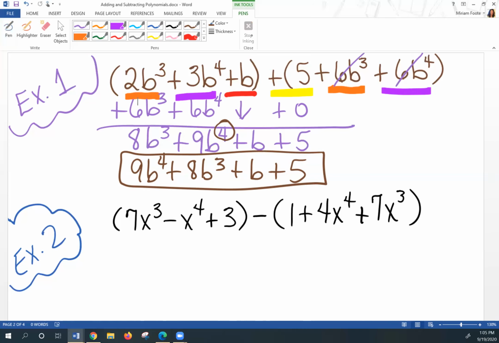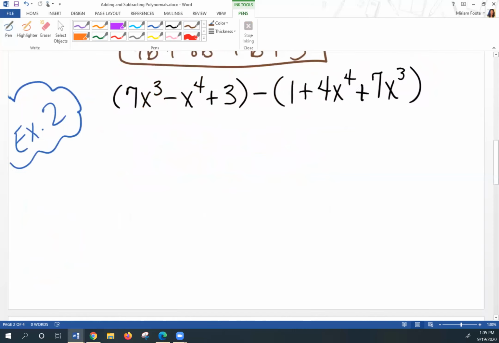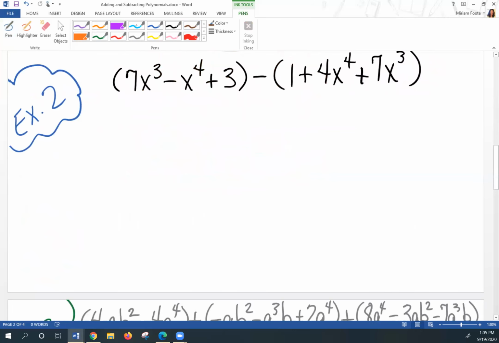The next example, when I look at the sign that's in between, I notice I have a subtraction sign. When I have a subtraction sign, that's going to affect every term that follows it in this set of parentheses only. So this is really a negative times a positive, which is going to change this sign, and the same here, same here.